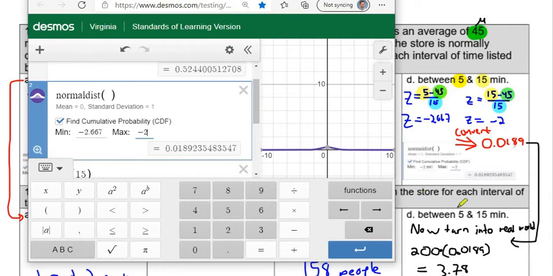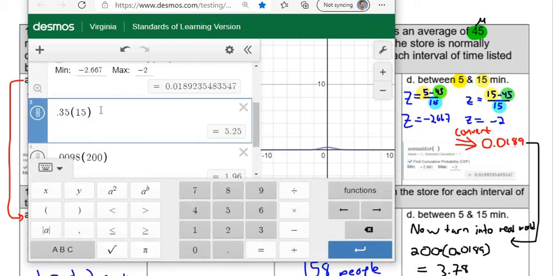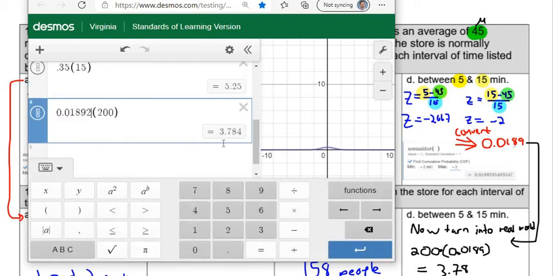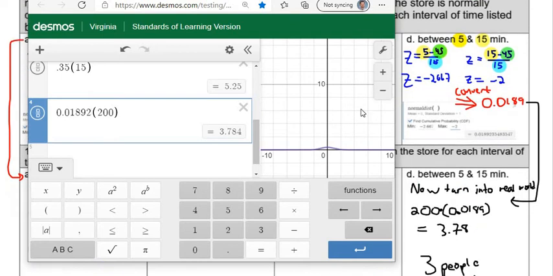and that is the probability or area. And then to figure out the number of people, you would just take that. Again, if you want to, you can just copy it, right? You just copy it and say, hey, I would like to multiply that times 200 people, so about 3.78, or between 3 and 4 people, or 3 people.